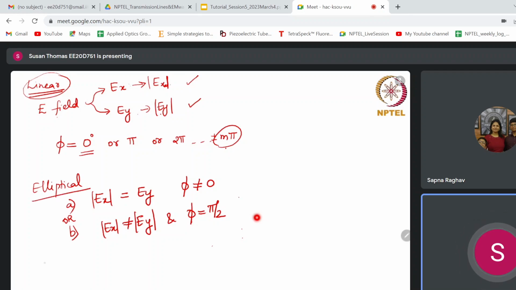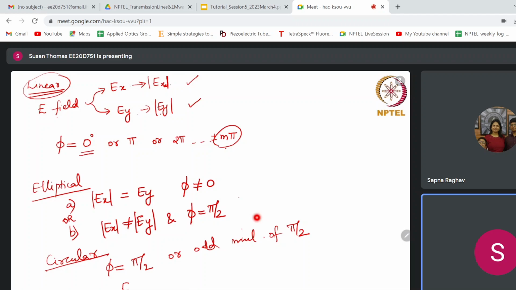Now, when does it become circularly polarized? Whenever phi is equal to pi by 2 or an odd multiple of pi by 2, and also Ex magnitude and Ey magnitude should both be equal. In this condition, we say that it is circularly polarized.